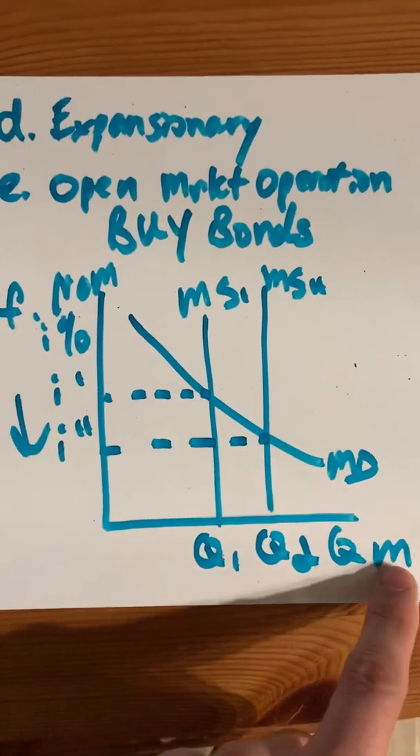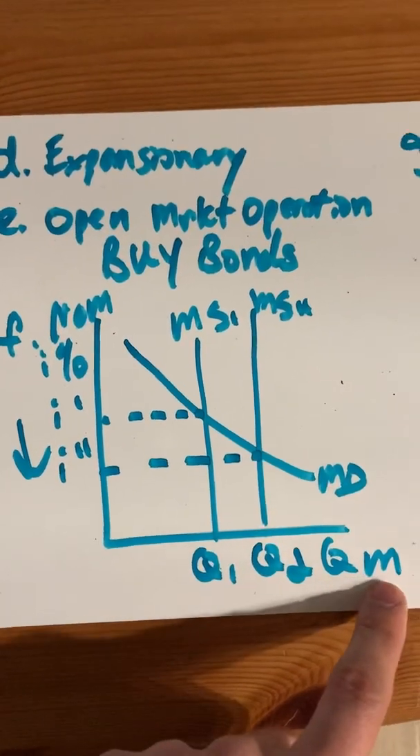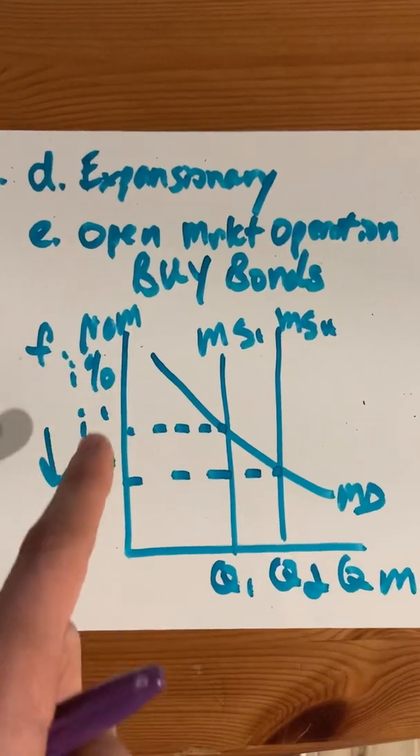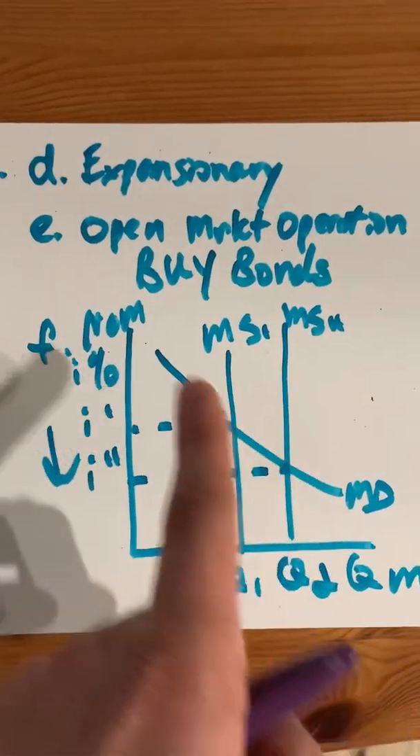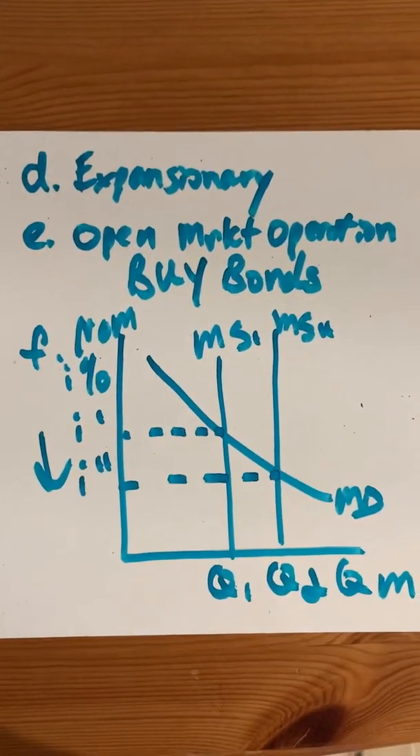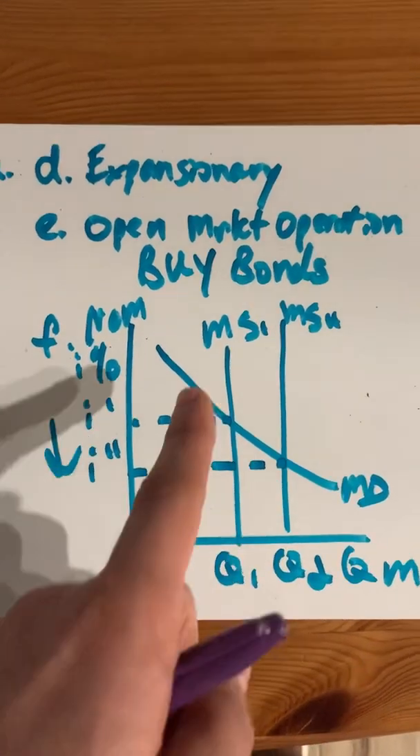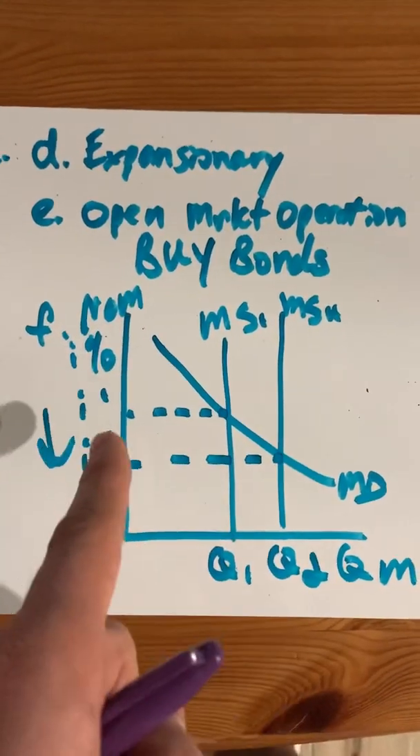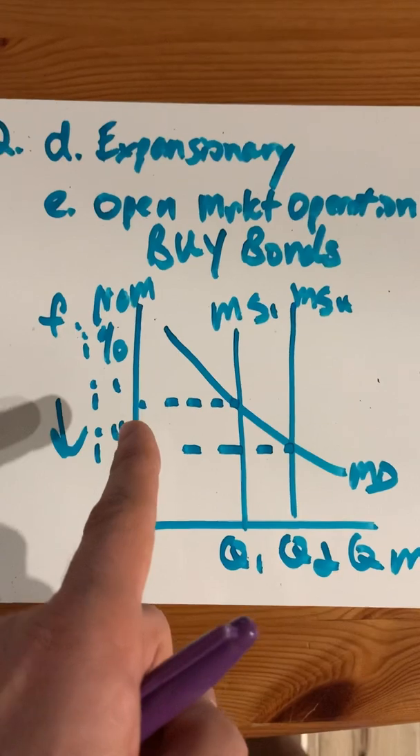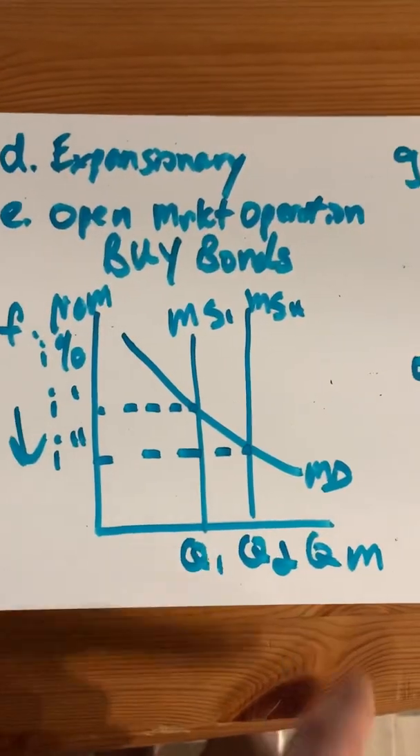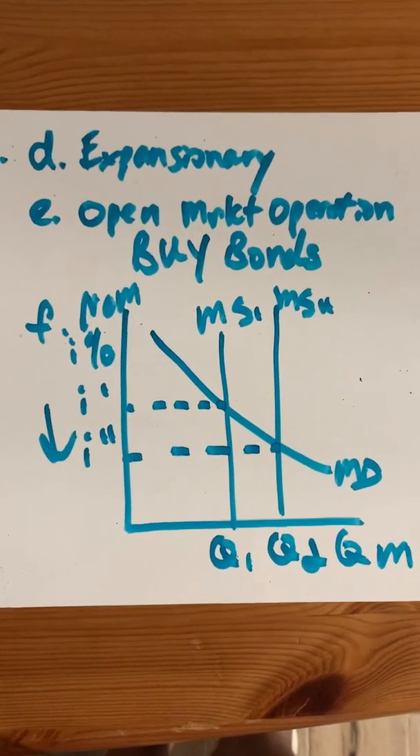I'll go over the graph points first. You have the quantity of money, nominal interest rate, money supply vertical, money demand downward sloping. So money supply shifts to the right, which then lowers the interest rate from interest rate 1 to interest rate 2. And that's it. That's all you really have to do to have full credit there.